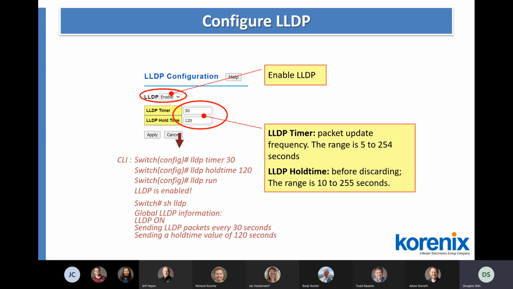To configure the LLDP, you just enable or disable it and choose the LLDP timer. This timer setting is used to set the update frequency. And also the LLDP hold time. This setting is used before discarding. This setting usually is suggested to follow the NMS request, or you can just keep it default.